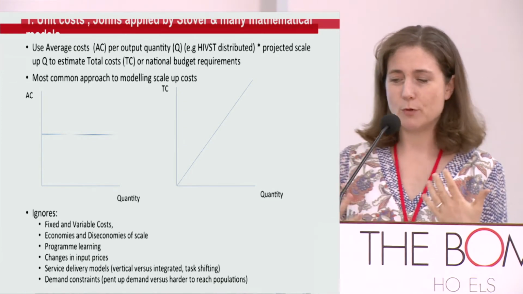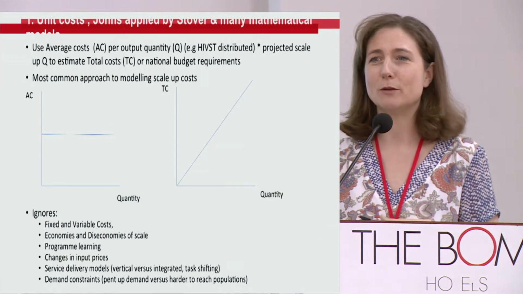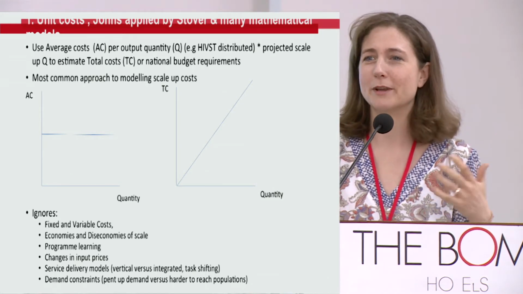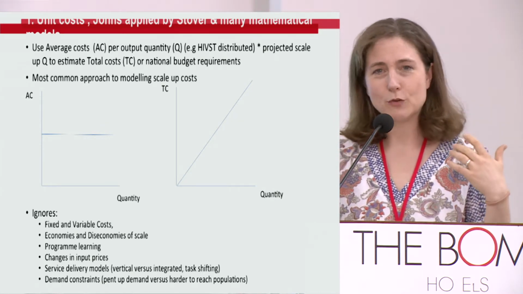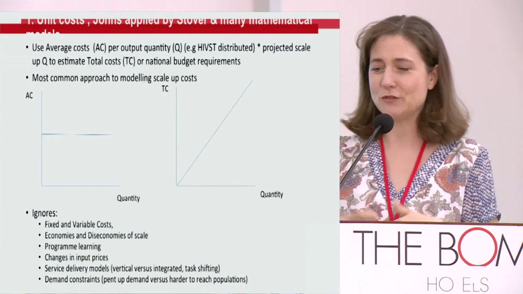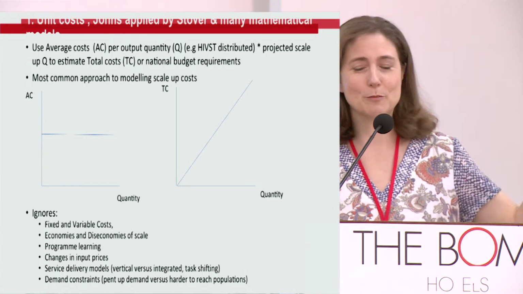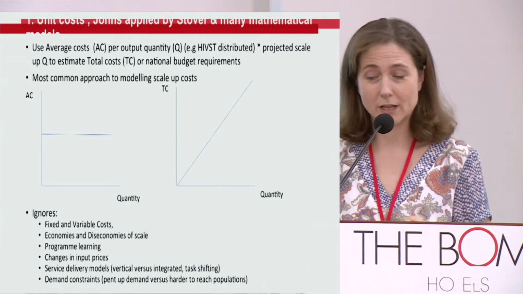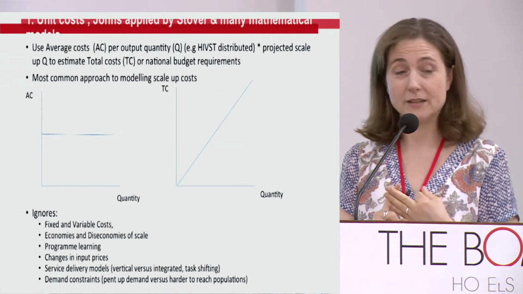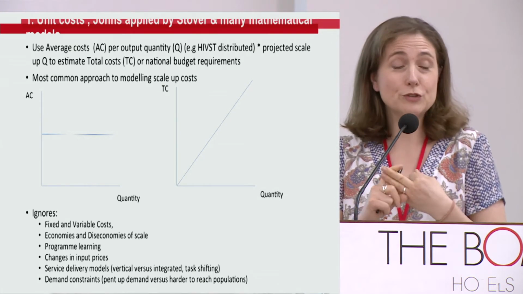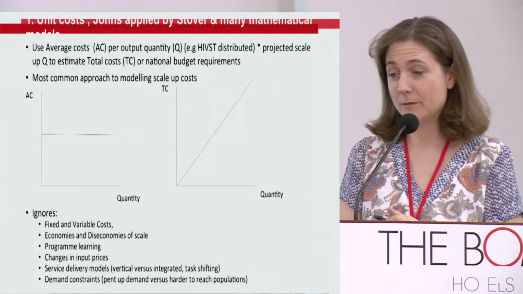And maybe with a mature program it's suitable, but it does ignore the fact of economies and diseconomies of scale. If you all go back to your textbook economics, many years ago for some of you, costs initially will decrease and then they'll increase over time due to fixed and variable costs, so the fixed costs being spread over more output, but also program learning can reduce costs. There are changes in input prices that happen as you scale up. You might be having different service delivery models, which you may be able to account for in your impact, but if we don't have costs for them, we may not be able to account for that.